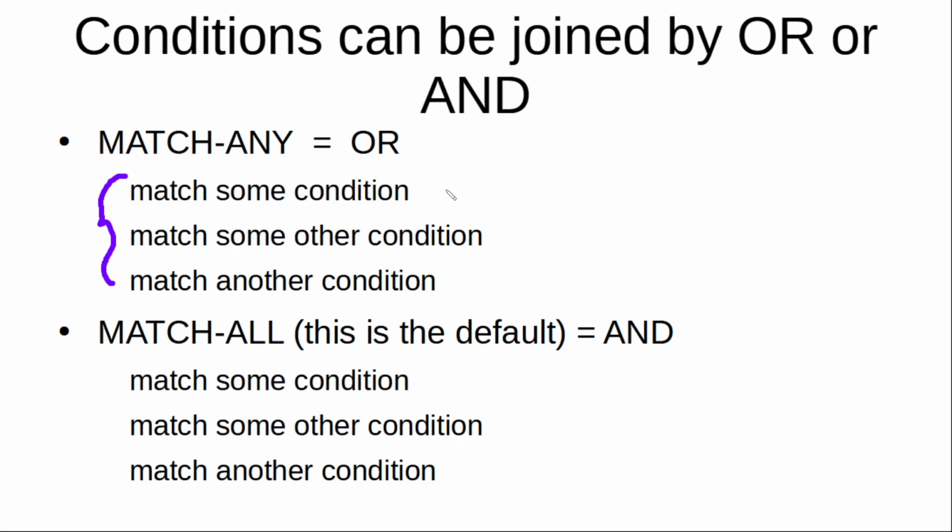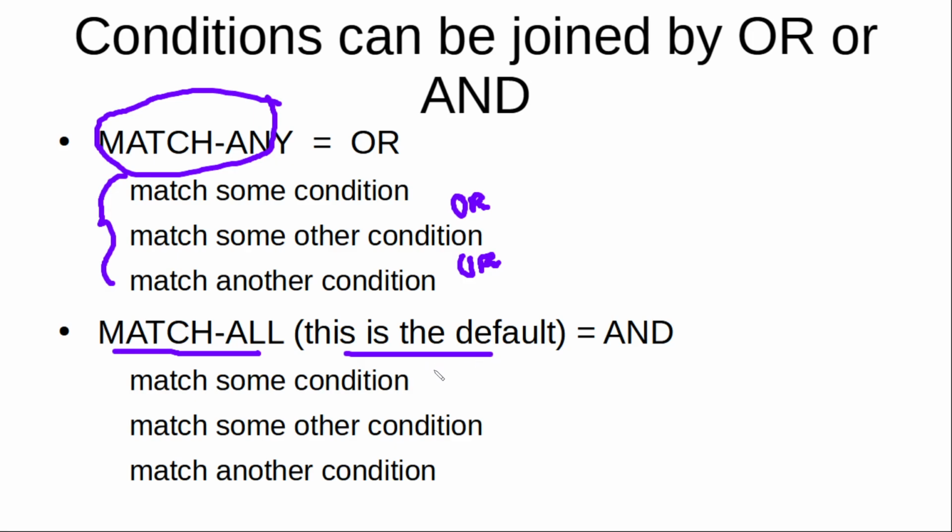So for instance, if I set up my class map using the match any parameter, I may have several conditions joined by the OR clause. And if I configure my class map using the match all parameter, which is the default, I can have several conditions joined by the AND clause. So I can have more complex conditions in order to distinguish my traffic.